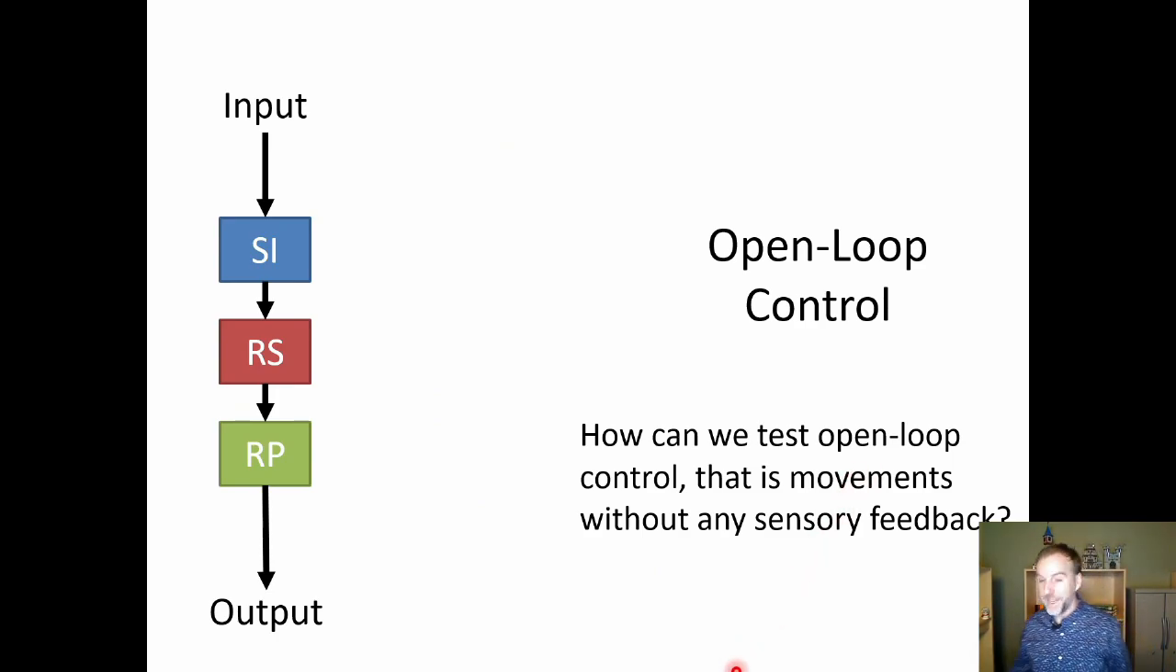Now, how can we test this in humans? So I already said it's easy. We can close our eyes. Now we have no visual information. But what about getting rid of proprioception? And we're going to look at a special clinical population that lacks proprioception.